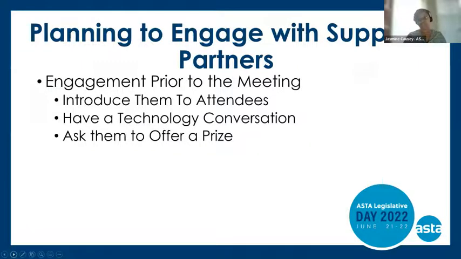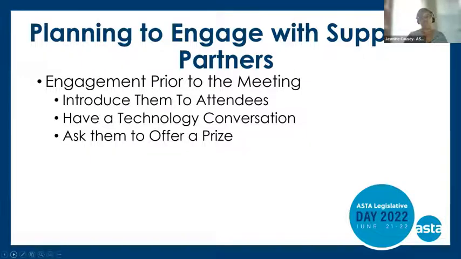Introduce them to attendees. This is as simple as sending out that agenda that I mentioned when engaging attendees. For example, if I'm a supplier partner and I'm joining your chapter meeting, you could include me on an email to your members and say, I'd like to introduce Jasmine Causey. She is the Director of Chapter Relations at ASTA, and she will be joining us at our meeting on June the 30th to talk about making the most of your ASTA membership. Go ahead and include your supplier partner on that introductory email to your members.